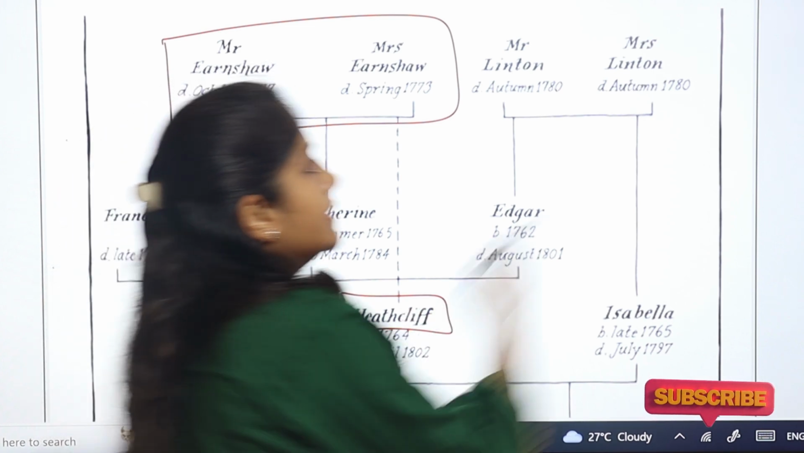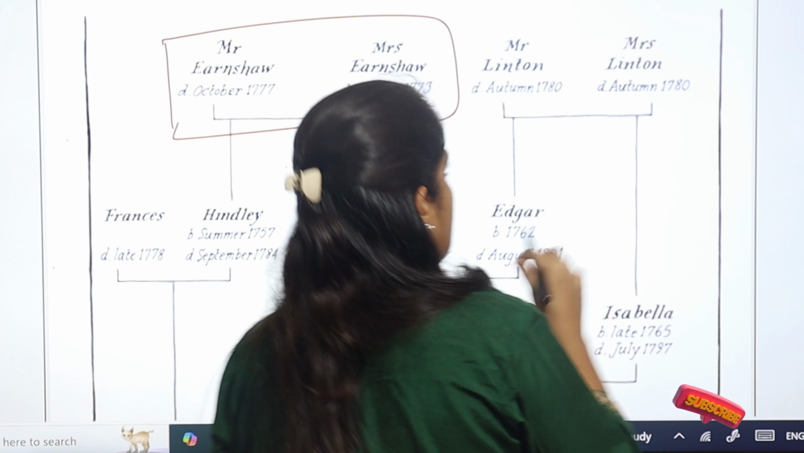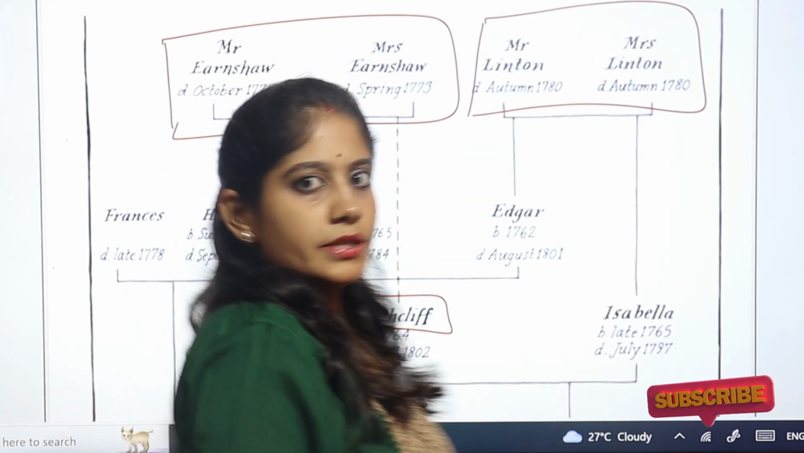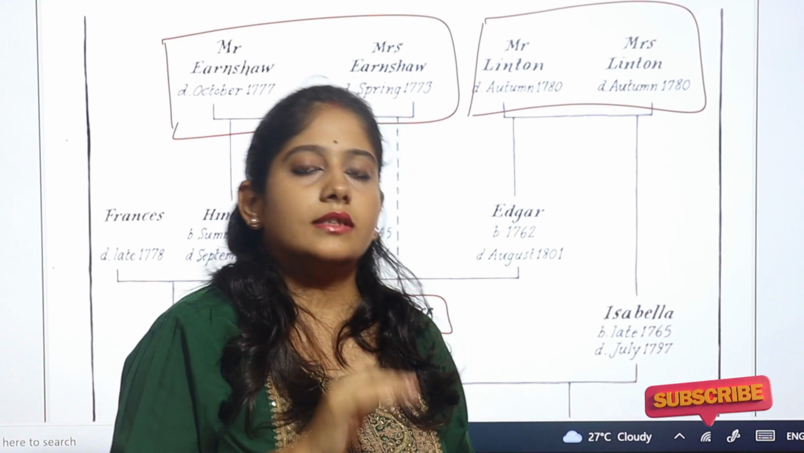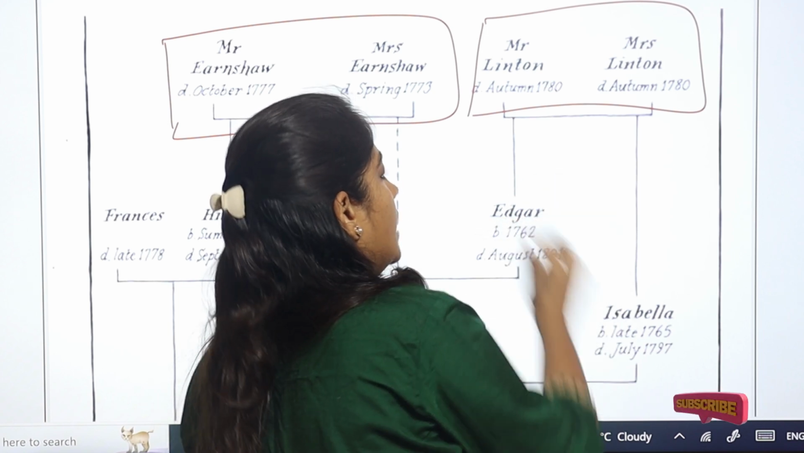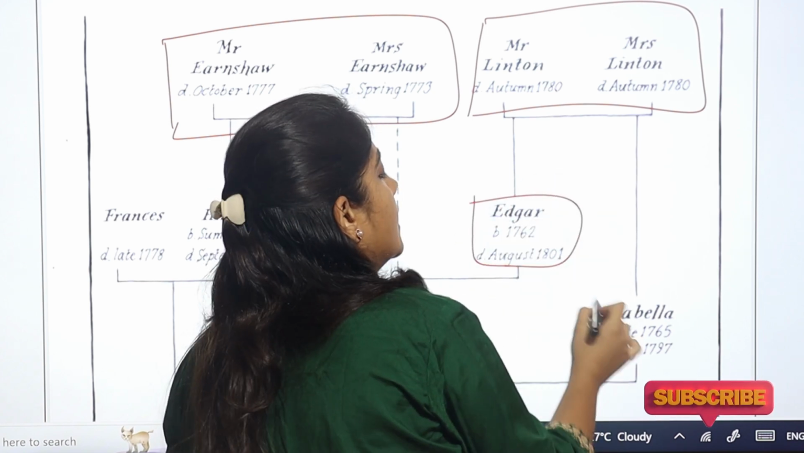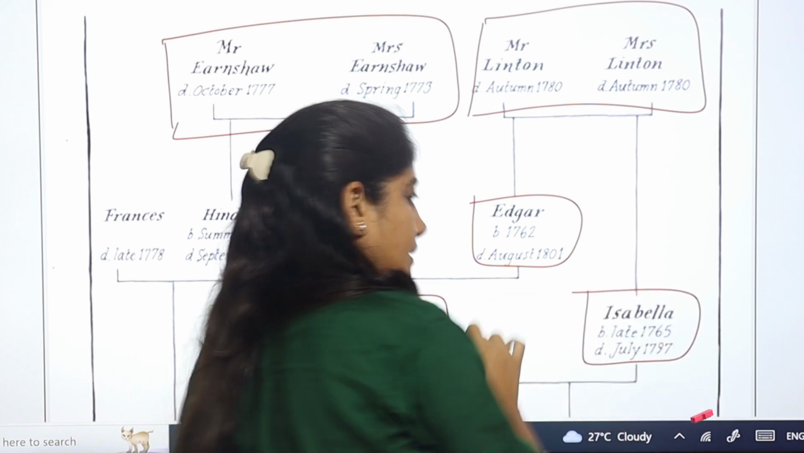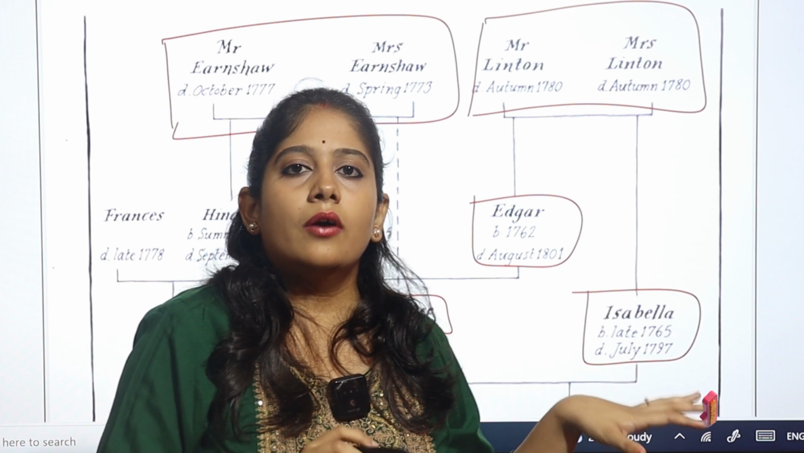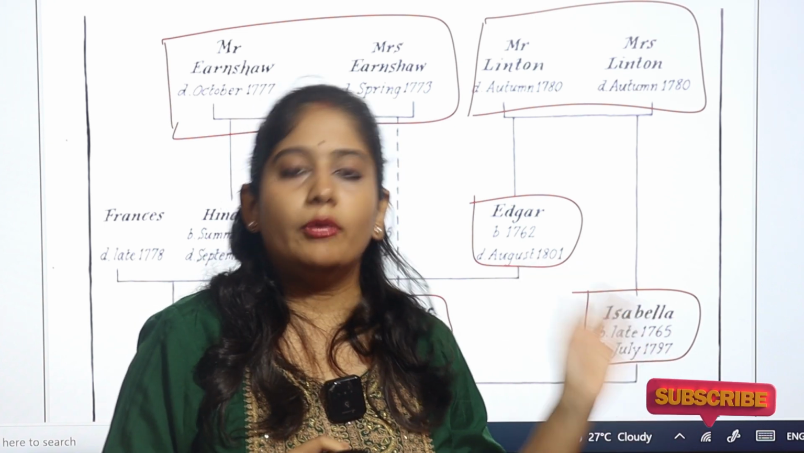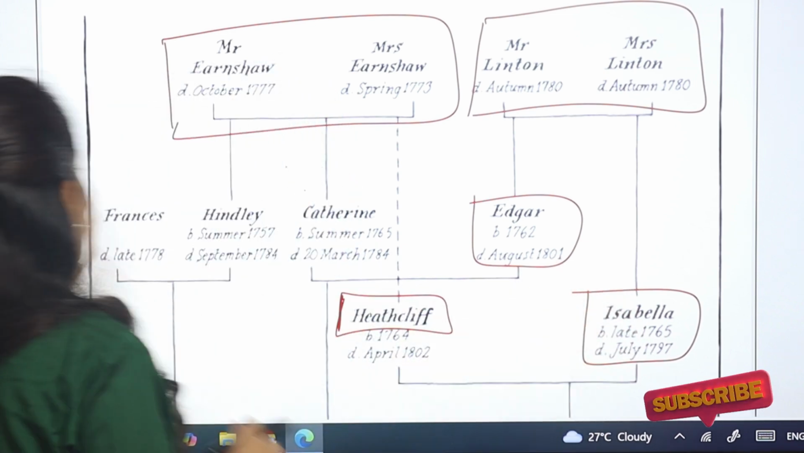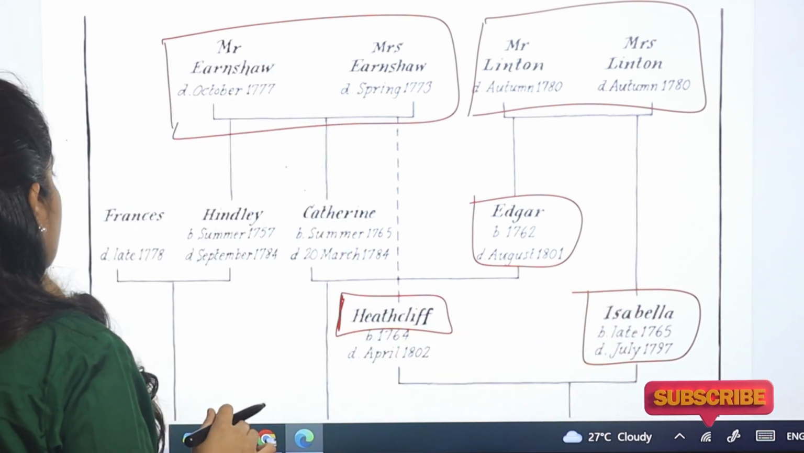Let us look at the Linton family members of the first generation. Mr. and Mrs. Linton are the owners of the mansion called the Thrush Grange. They have two children, Edgar Linton and a daughter, Isabella Linton. Now, these were the characters of both the families belonging to the first generation. Let us now look at the characters belonging to the next generation.